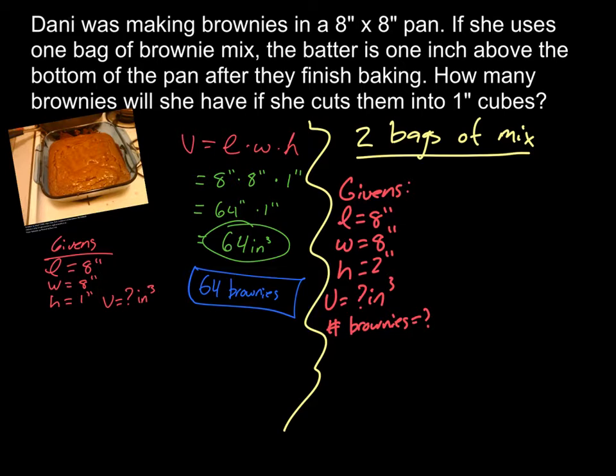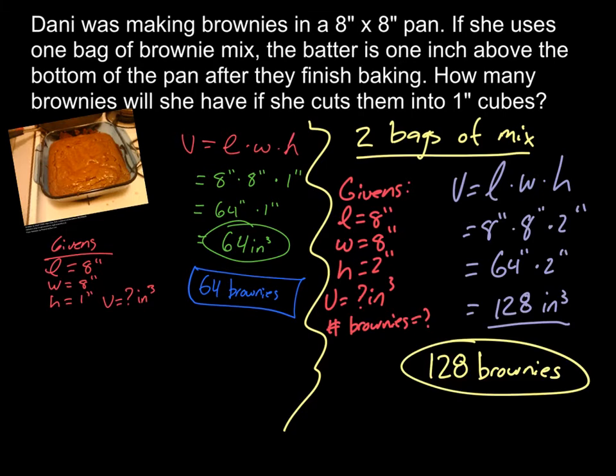And from there, we're then able to rewrite our formula. Volume is length times width times height, and then plug it in and solve it. When we go through and solve it, once again using that upside down triangle, we find that we have 128 cubic inches, which gives us 128 brownies. And do remember, we're still cutting them into 1-inch cubes.